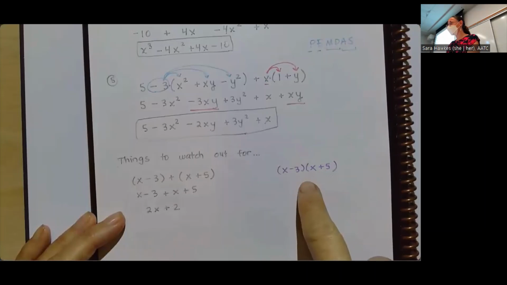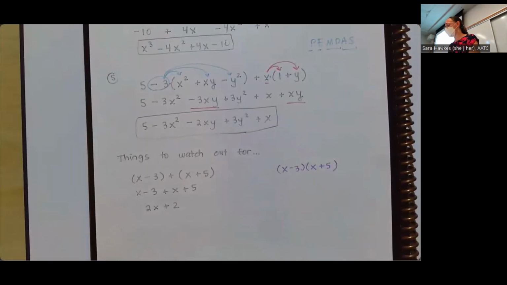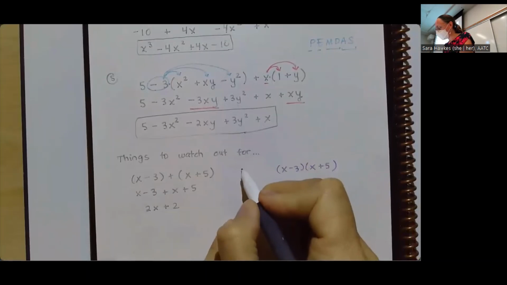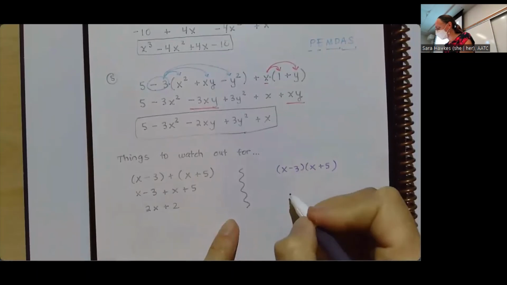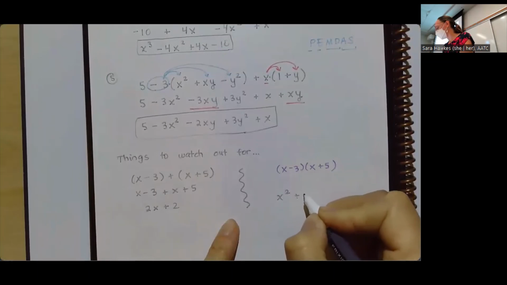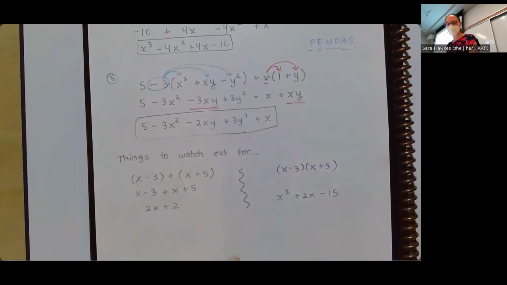This one, I actually have to multiply all of the terms out. We'll talk more about this on Monday, but I'm just quickly going to say what the answer is, but these are not the same. And here I would end up with x squared plus 2x minus 15. Don't worry about that if that feels weird to you. Again, we're going to talk about that on Monday.